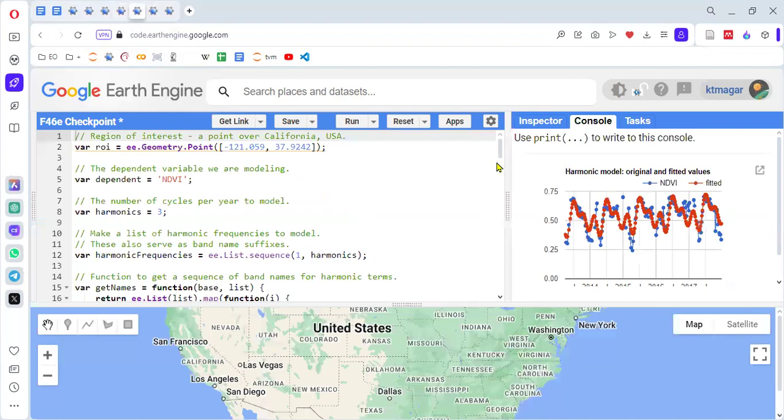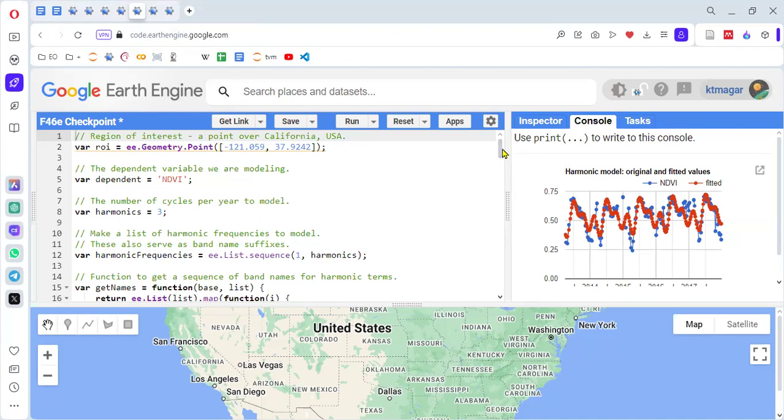And here we have section 6, when the agricultural field is double cropped. So modeling multiple growth cycles within a single year can be achieved by incorporating additional harmonic terms. This code here is demonstrating how we implement these modifications.